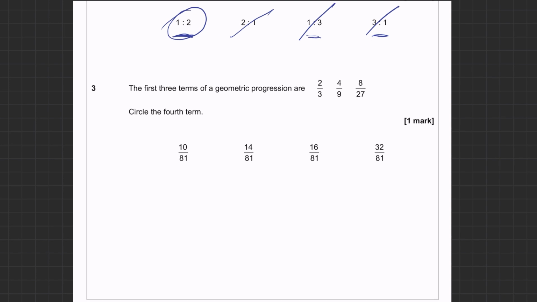Question 3. The first 3 terms of a geometric progression are 2/3, 4/9, and 8/27. Circle the fourth term. Well, notice all the denominators in the options are 81. I'm just going to look at the denominators first. So we've got 3. If we times it by 3, we'll get to 9. If we times it by 3, we'll get to 27. If we times it by 3 again, we'll get to 81. Looking at the numerators, well, 2, it could be add 2 to get to 4, but it's likely, because it's a geometric progression, that it's going to be multiplied, and it's by 2. 4 times 2 is 8, so this must be the sequence. So 8 times 2 must be 16. So the answer is 16 over 81.